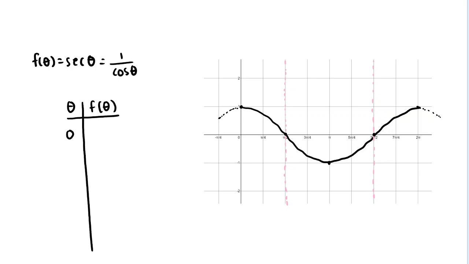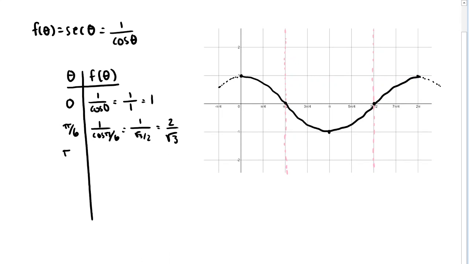So if I plug in 0 into our secant function, that's 1 over cosine of 0, in other words, 1 over 1. If I plug in pi over 6, this is 1 over cosine of pi over 6. Well, cosine of pi over 6 is the square root of 3 over 2. And when we divide by this fraction, it just multiplies by the reciprocal of that square root of 3 over 2. And so that's the same as 2 over the square root of 3.